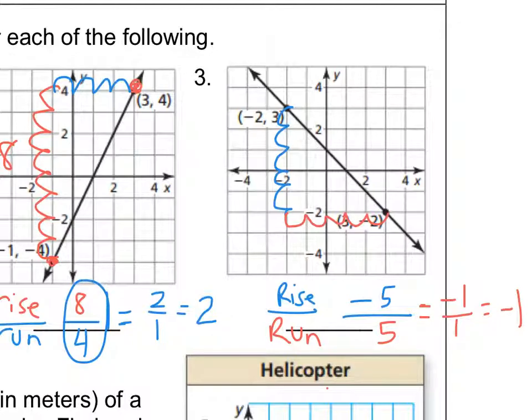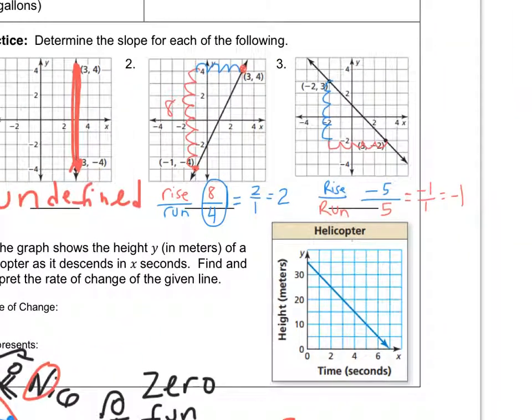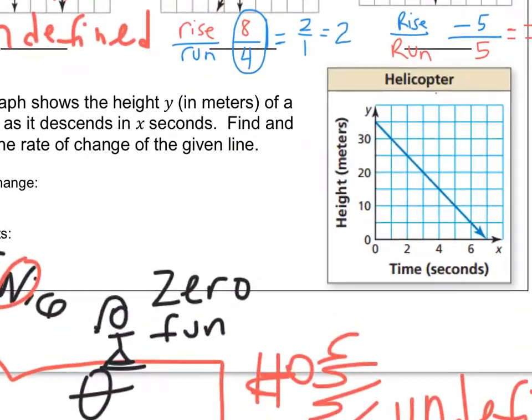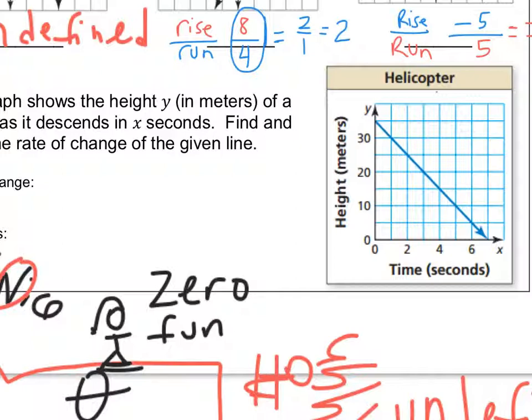Okay, so now let's look at the helicopter. And the biggest thing to think about on the helicopter is to look at the scale. Because when we did this in class, I would have people tell me what the rise over run is, and almost everyone missed it because they didn't look at the scale. So let's think about this helicopter. Our helicopter starts out way up here at 35 meters in the air. So when we're counting, is it a positive or a negative line? Well, it's a negative line, so we know that he's descending, or the helicopter's going down.